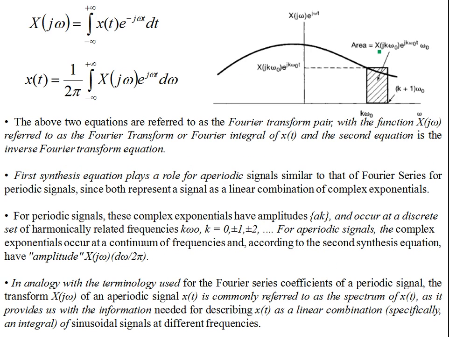You see, over here we have X(j k omega naught) e^(j k omega naught t). This is k omega naught, k plus 1 omega naught. So the area of the rectangle is becoming very small. This omega naught becomes differential and becomes the area under this rectangle. So this is the integrand, and this becomes the variable of the integration. This is basically the area underneath this X(j omega) e^(j omega t) at omega equal to k omega naught.